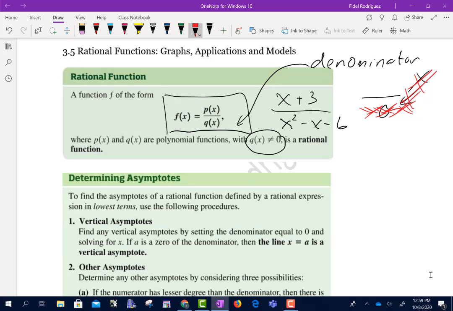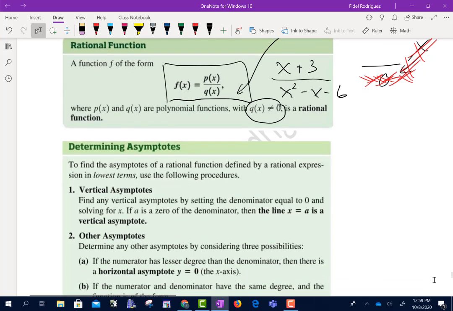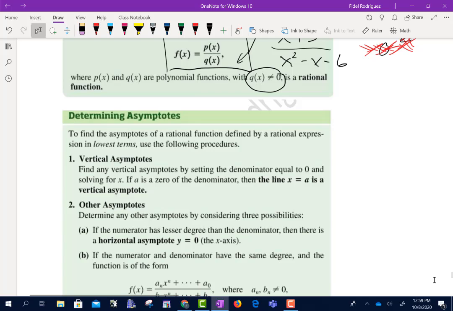Okay, so now the first thing we're going to talk about are these things called asymptotes. It says to find the asymptotes of a rational function defined by a rational expression in lowest terms, use the following procedures. Number one, find any vertical asymptotes by setting the denominator equal to 0 and solving for x. If a is a zero of the denominator, then the vertical line x equals a is a vertical asymptote.